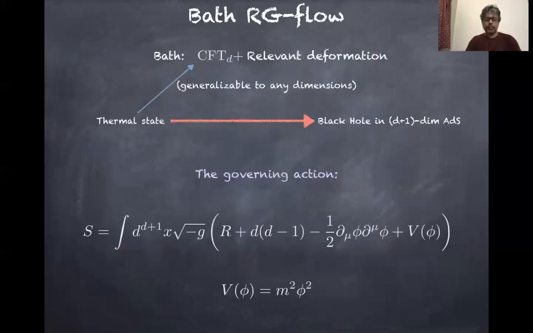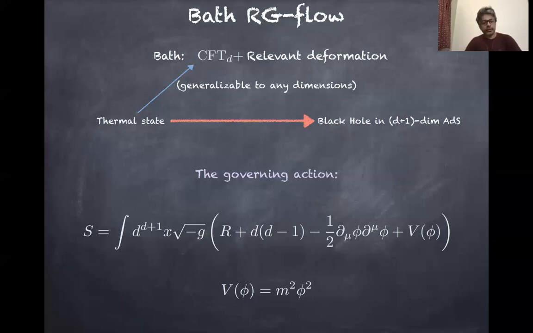So the framework there is going to be something similar, except that the bath I will take is now just a simple relevant deformation of a d-dimensional CFT. So instead of a CFT, I'll take a CFT but add a relevant deformation. But remember, we are not talking about arbitrary states. We are talking about very specific thermal states of the bath. The bath itself is a thermal bath. So the thermal state is going to be some black hole in d+1 dimensional AdS.